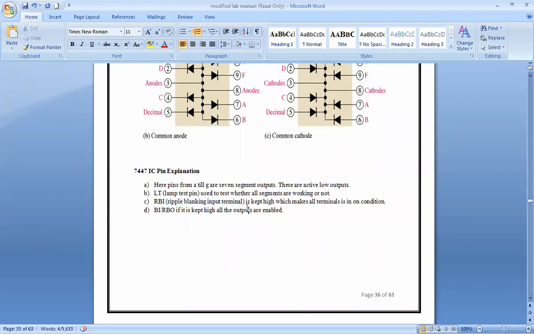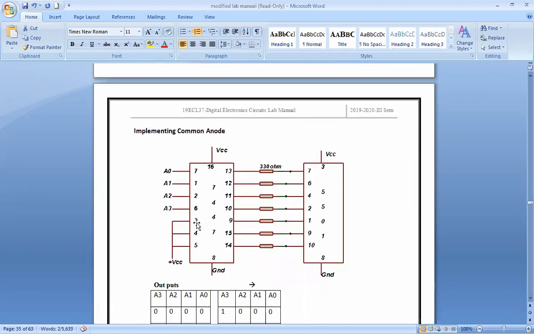This is kept high, or made high, and it makes all the terminals in on condition. Whenever your RBI goes high, it turns on all the other pins. If this is not on, then all the other pins will be in off condition. Understood? Yes, sir. So 3 is used for testing, 4 is used to activate all the pins.